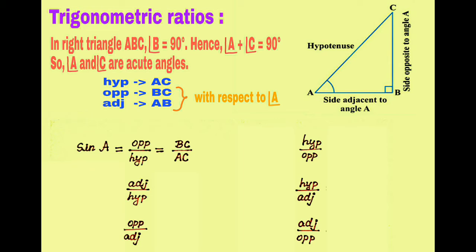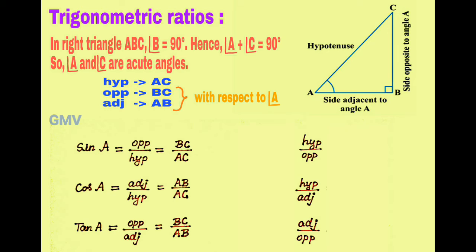The ratio adjacent by hypotenuse is named as cos A, that is cosine of angle A. With respect to angle A, adjacent side is AB and hypotenuse is AC. Hence, cos A is equal to AB by AC. The ratio opposite by adjacent is named as tan A, that is tangent of angle A. With respect to angle A, BC is the opposite side and AB is the adjacent side. Hence, tan A is equal to BC by AB.